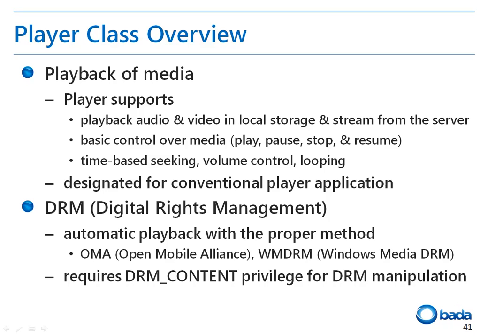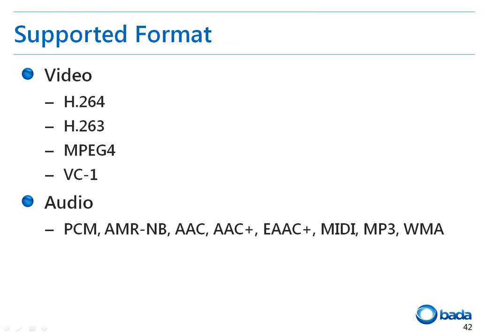This player class has been created to support applications such as the media player. Not only does bada provide the player class, it also provides the DRM class, that is, Digital Rights Management. The DRM class automatically identifies the rights management scheme, such as OMA or WMDRM, and enables the playback of the file in the appropriate way. The DRM manipulation functions of the DRM class belong to the DRM_content privilege group.